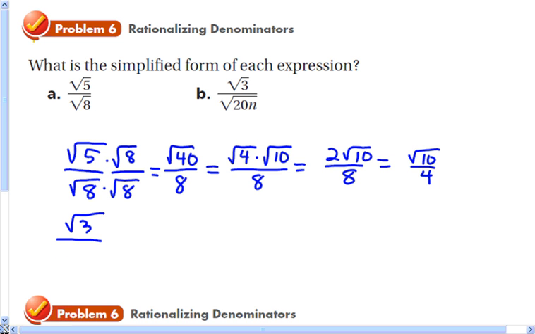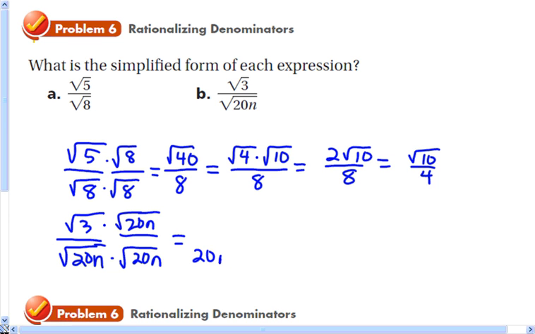Square root of 3 over the square root of 20n. Again, we have a radical in the denominator, which we can't have. And so let's multiply by the square root of 20n, and that will eliminate that because that's equal to 20n. And on the top, we're going to get the square root of 60n. And let's see, the biggest perfect square factor in 60 is 4.